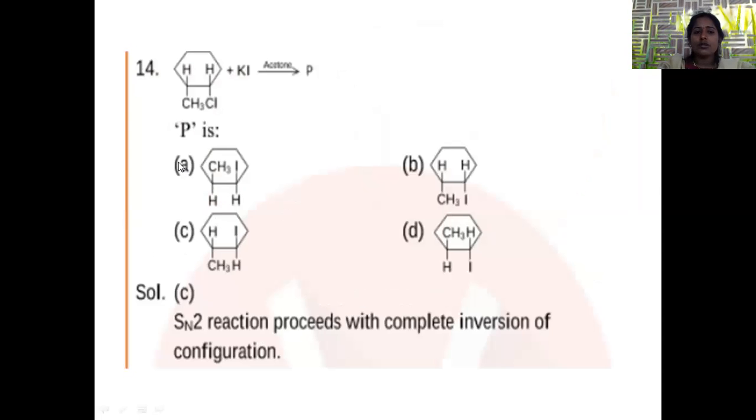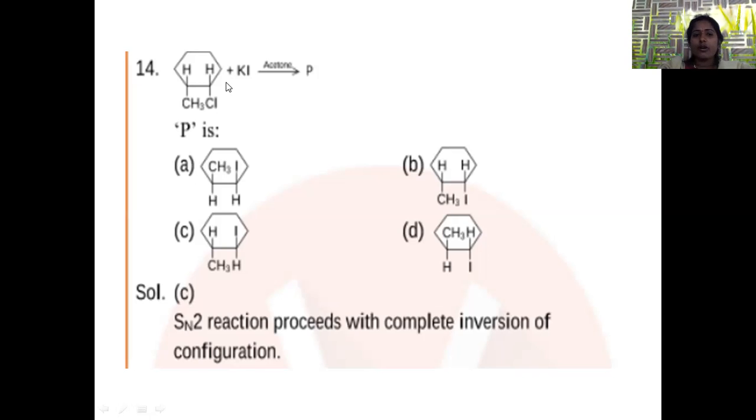In the next question, we are taking this 6-membered cyclic ring with 2 substituents, methyl and chloro, treated with potassium iodide in the presence of acetone. Here, based on the solvent, we can identify this reaction comes under SN2 reaction. Aprotic solvent always favors what? Bimolecular nucleophilic substitution, where a single step reaction is possible to convert starting material into product.